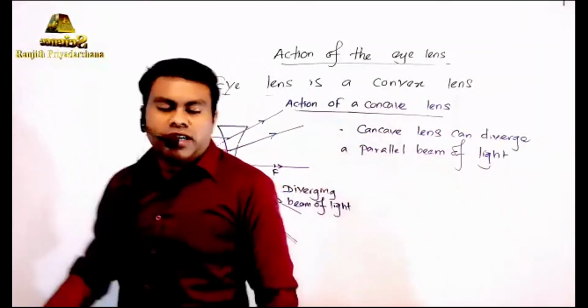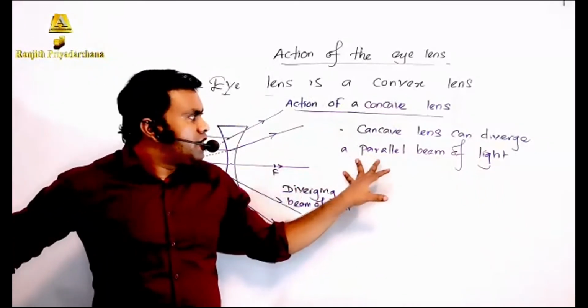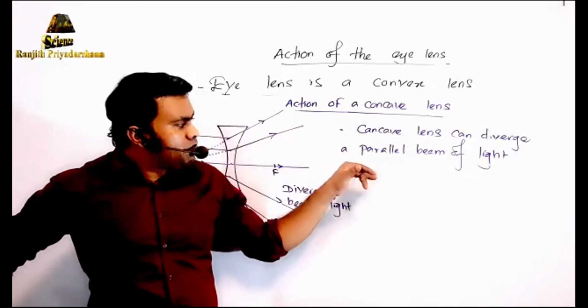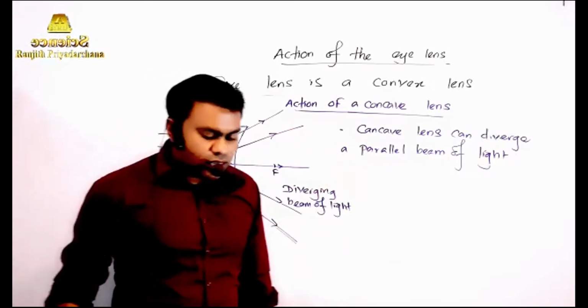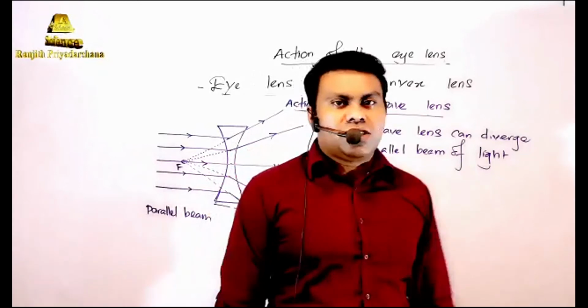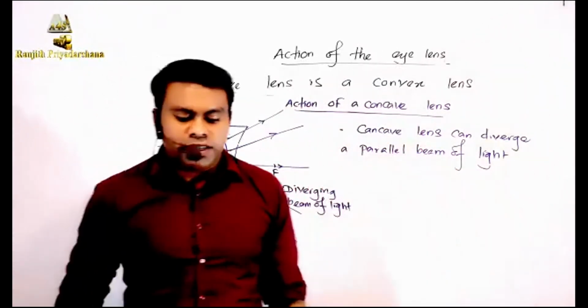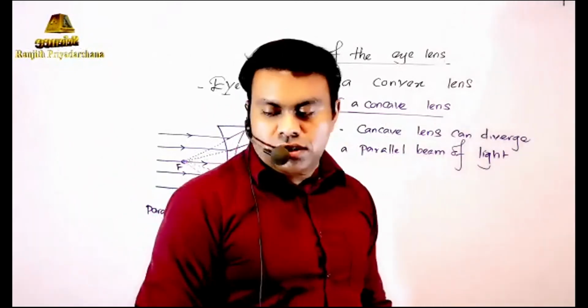Right? Okay, I think you have completed the convex lens and concave lens actions. Now we are ready to learn eye defects. Okay, take down the subtopic: eye defects. Eye defects.